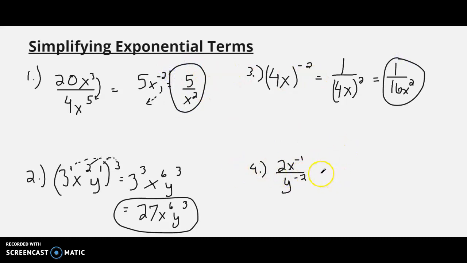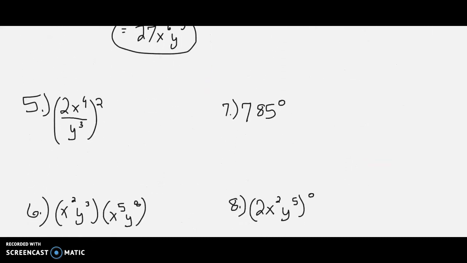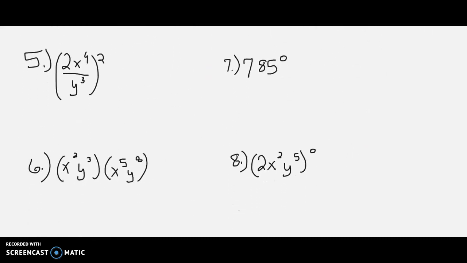Now notice number 4. There's not too much to do other than just reverse the variables. Notice they're both negatives, but if we put the y in the numerator and the x in the denominator, the exponents become positive. 2y squared over x. You can say x to the 1 or just x. Alright, so there's those 4. Let's look at the next 4 here, 5, 6, 7, 8.